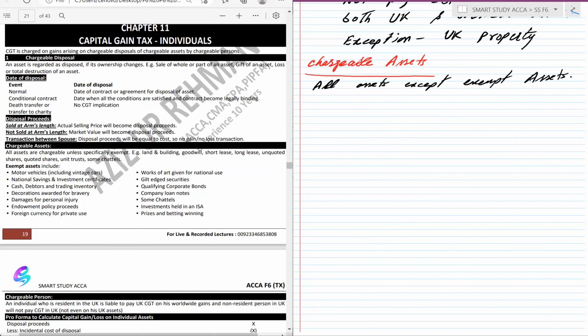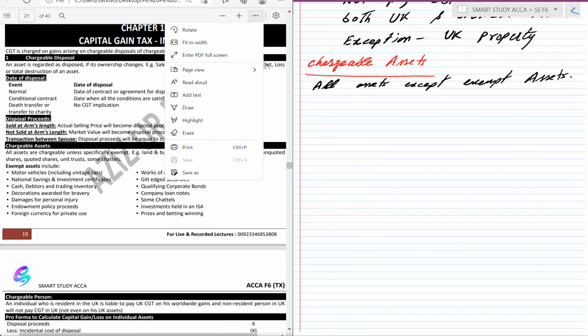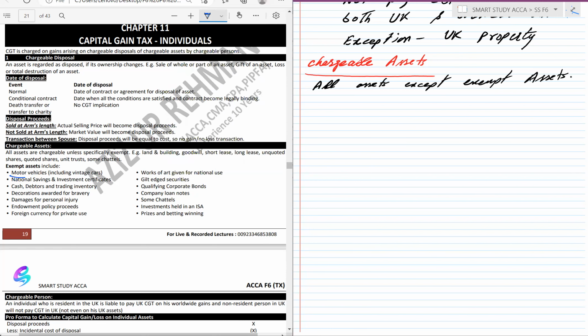For example, motor cars. Motor cars are totally exempt in the capital gains tax, but please remember, motor car means only cars. Heavy commercial vehicles, trucks, buses, those are not exempt. Only motor cars are exempt. National Saving and Investment Certificates. This is basically an investment document, just like loan notes, debentures. So it is totally exempt if you receive any interest on these certificates.